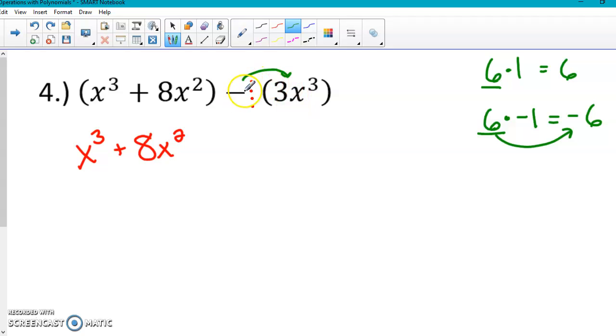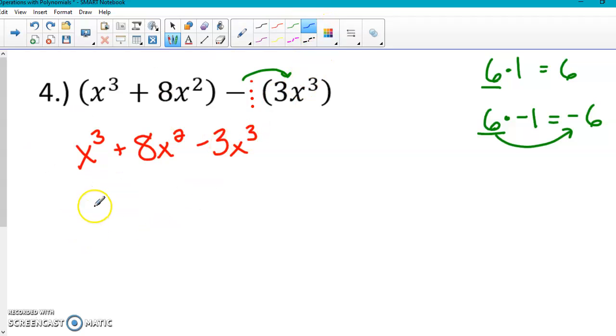If I do negative 1 times 3x cubed, that gets me negative 3x cubed. So notice the difference from the first 3 that we did in this one. Now that I have a negative in the front, meaning I'm subtracting, it changes everything in the second parentheses.